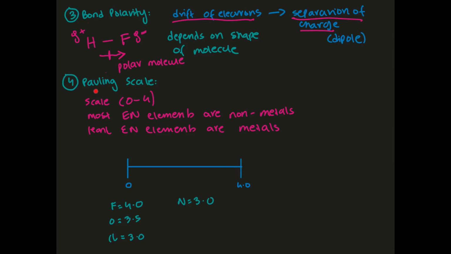Now we're going to move on to the Pauling scale, which is a scale used to measure how electronegative an atom is. So in this case, the most electronegative elements are usually nonmetals and the least electronegative elements are usually metals. So in this case, the higher the value on the Pauling scale, the more electronegative your element is going to be. The scale ranges from 0 to 4. And there are 4 values that we need to learn. For fluorine, it's going to be the highest, which is 4. For oxygen, it's going to be 3.5. For chlorine, it's 3. And for nitrogen, it's also 3.